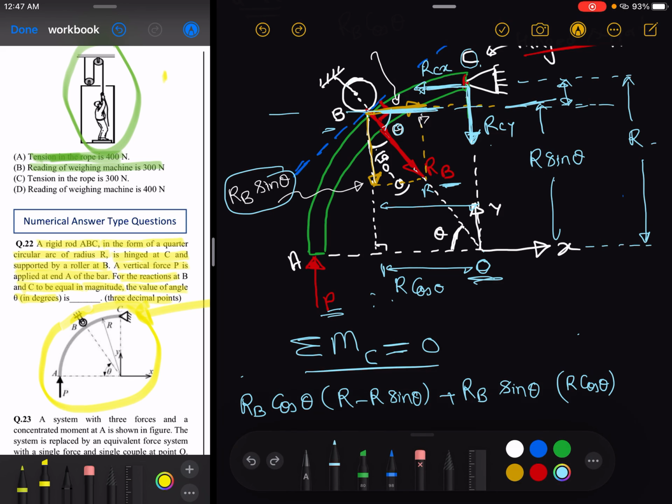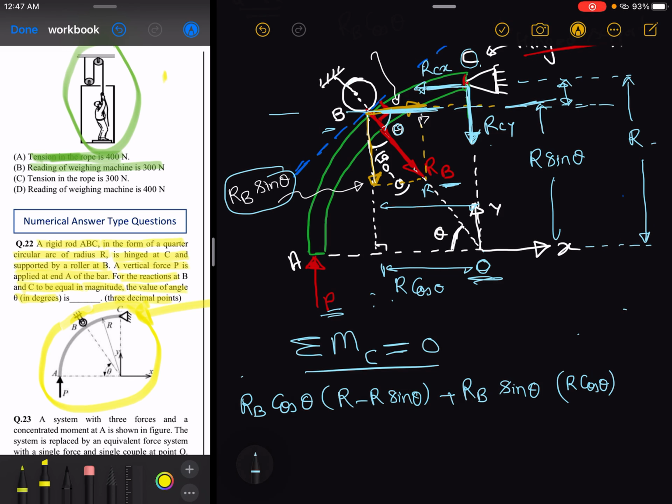Clear? So in clockwise direction, what is going to happen? The moment about the point C due to this force P will be equal to minus of P into this distance, that is the complete R. So minus PR, and this should be equal to 0.